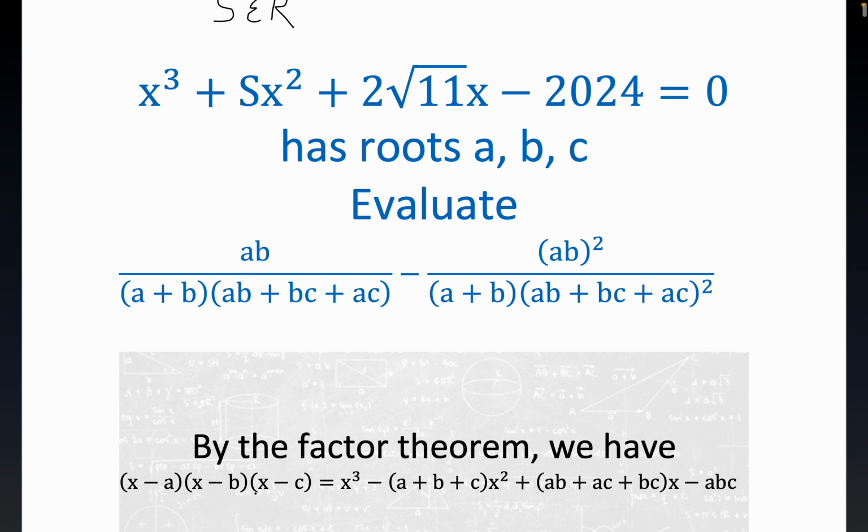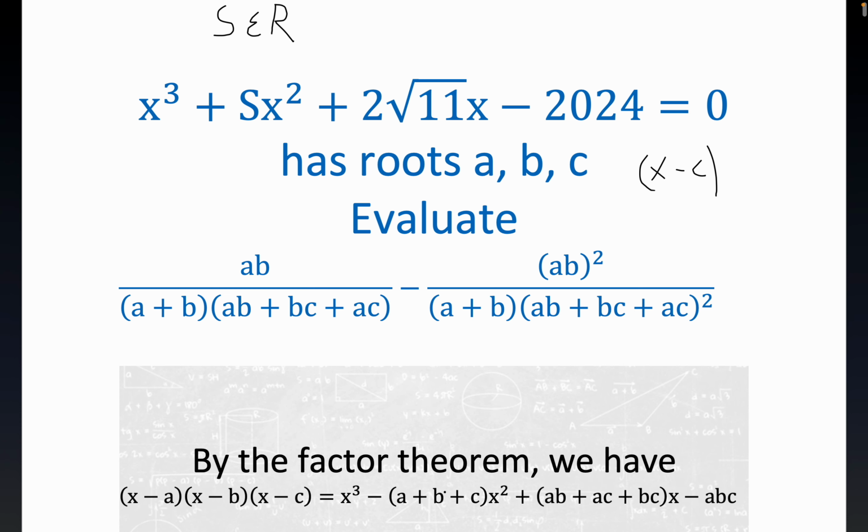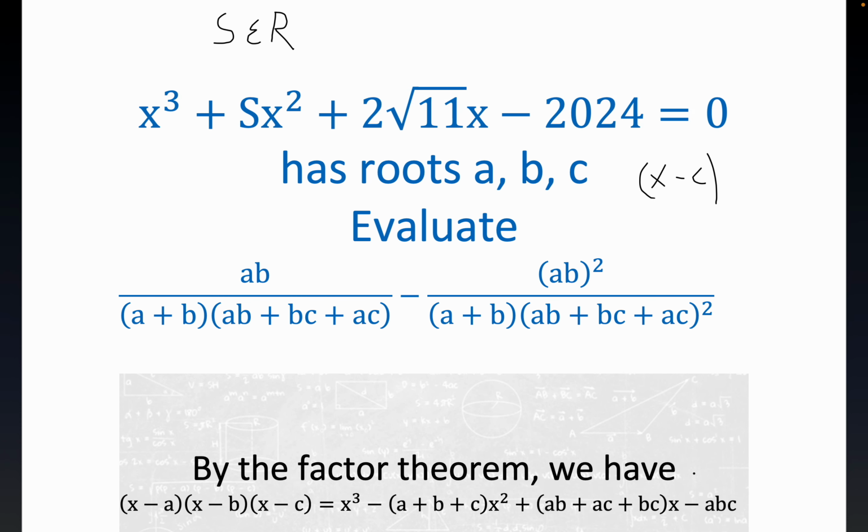Okay, this is kind of a standard approach. You expand the cubic out, and the factor theorem says that if you have a root c, then x minus c is a factor, and similarly for the others. So that's what we got here. When we expand it out, here's what we get. And you can see right off what's going to happen: minus abc is going to be equal to minus 2024. So this implies that abc is equal to 2024.